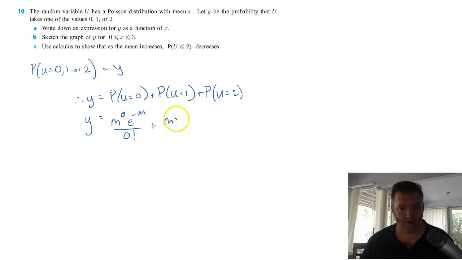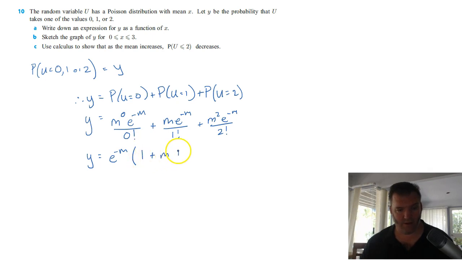Here I've got m to the power of 1, e to the negative m over 1 factorial, which will also be equal to 1, plus I have m squared, e to the negative m over 2 factorial. So if we want to make that look a little bit nicer, e to the negative m is a common factor. Let's bring that out. And here I've got m to the naught, which is just 1, plus m, plus m squared divided by 2. And there's an expression for y as a function of x.